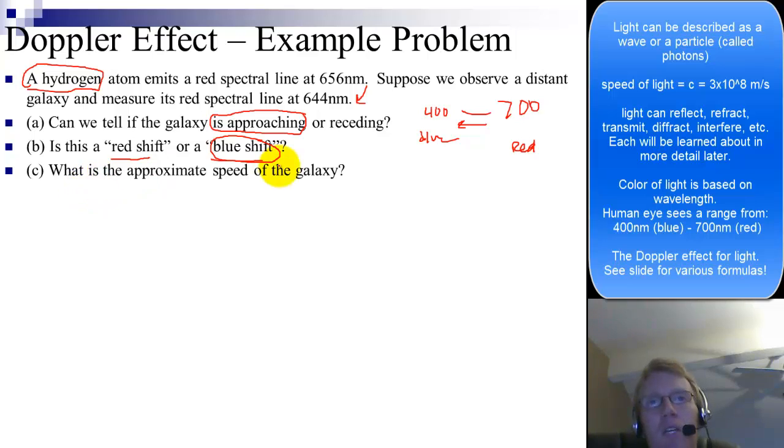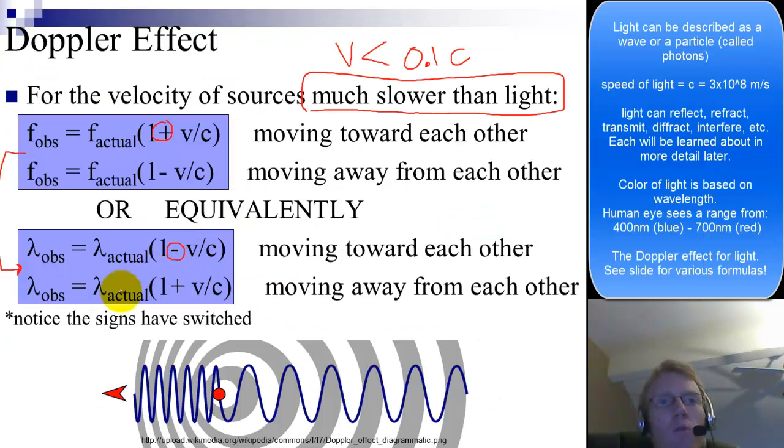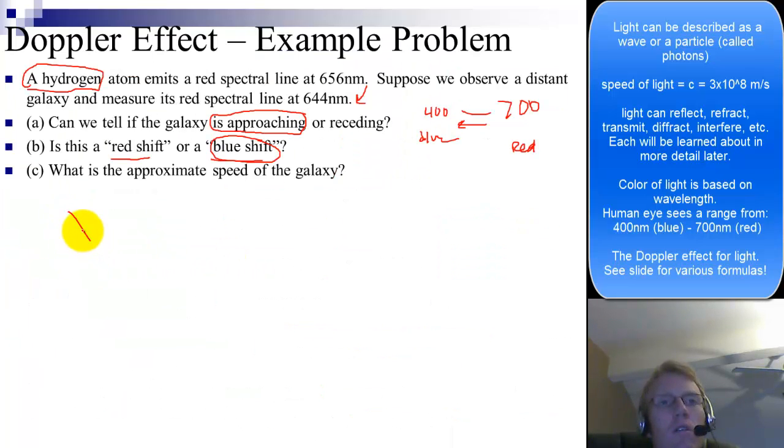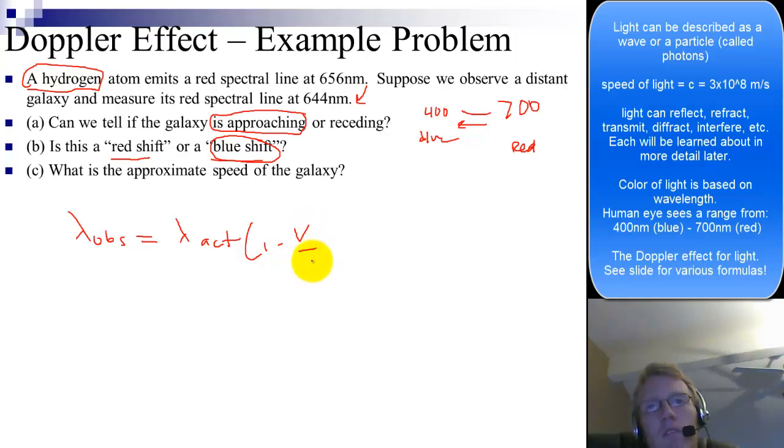So can we figure out the speed of the galaxy? Why, yes, we can. So we know that the galaxy is approaching us, and we know the wavelengths. So let's check the formula that we're going to use. We're going to use the wavelength formula for things that are moving towards each other. So lambda observed equals lambda actual times 1 minus v over c. Okay? And now we want to solve this, and we're trying to find the approximate speed of the galaxy. So we're trying to solve for this variable v.